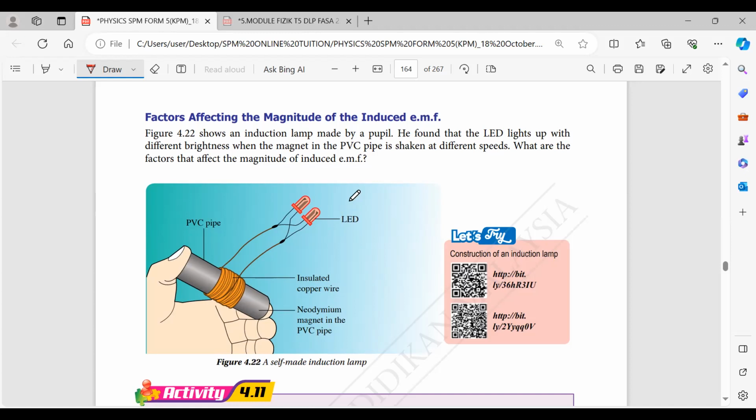Figure 4.22 shows an induction lamp made by a person. He found that the LED lights up with different brightness when the magnet in the PVC pipe is shaken at different speeds.